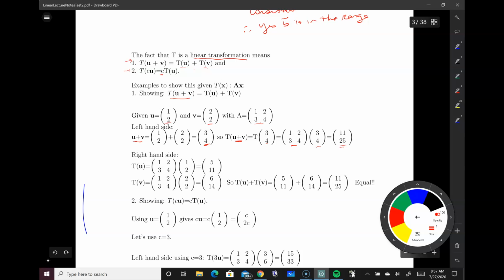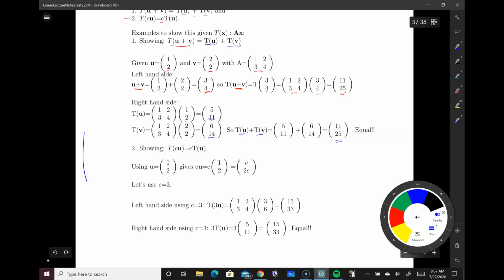So now let's find out what the transformation of u is and the transformation of v individually. So that means take the matrix A, multiply it times u, I get this. Take the matrix A, multiply it times v, and I get this. So now taking these two, adding them together, I get, oh, look at that, the same thing, they're equal. So I've shown this equals this.